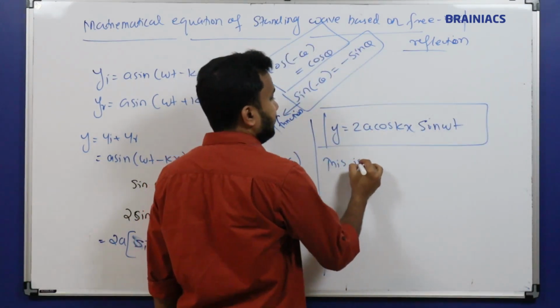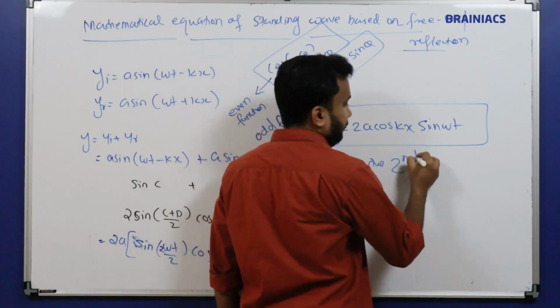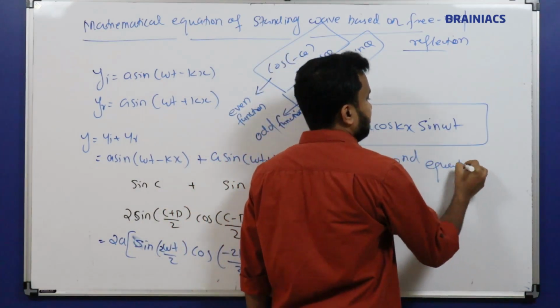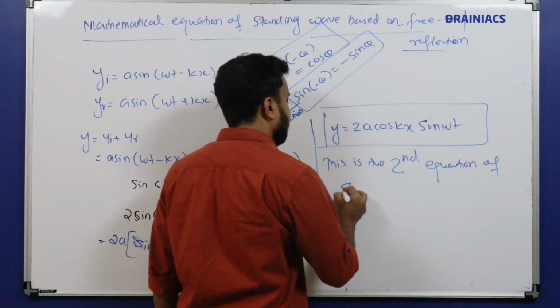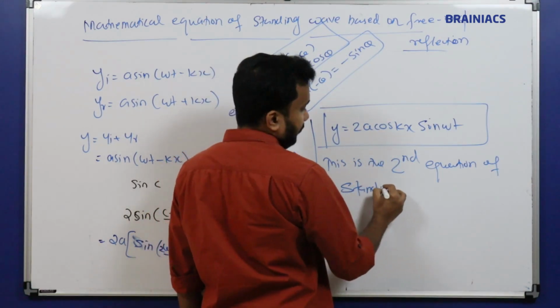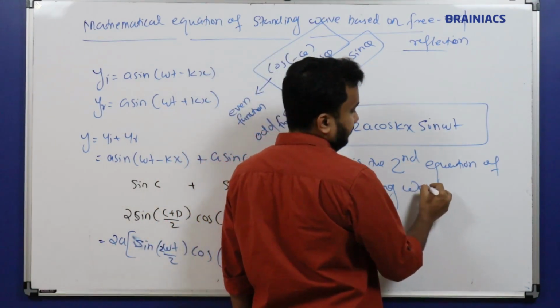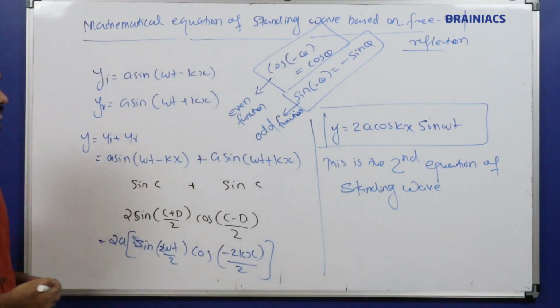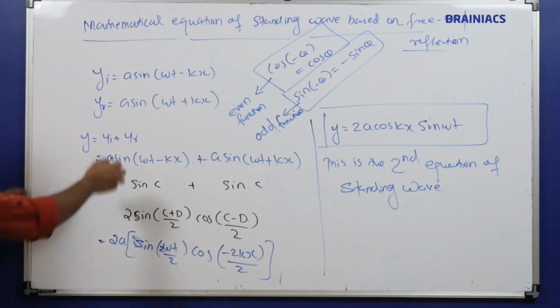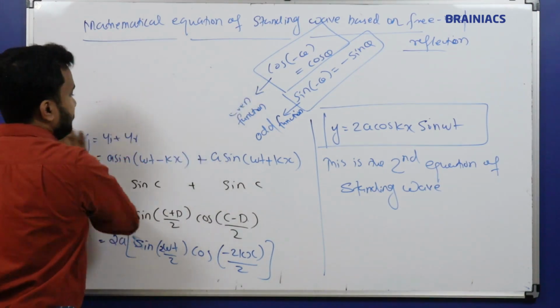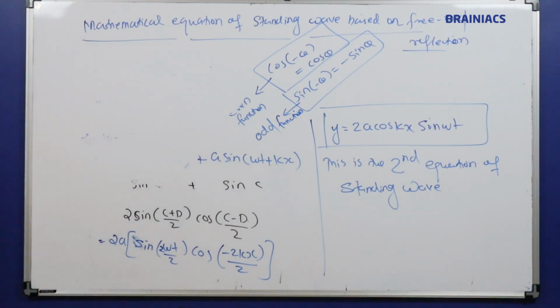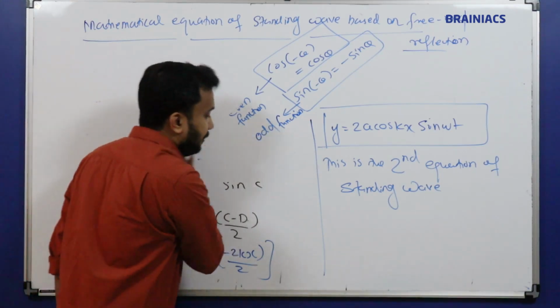This is the second equation of standing wave, the first equation we have already seen. This is another equation. Now we will write what equations we have learned for standing wave and stationary wave. For fixed end reflection we have learned one equation, and for free end reflection we have learned one equation. So two equations we have now learned for standing waves. We'll summarize this.